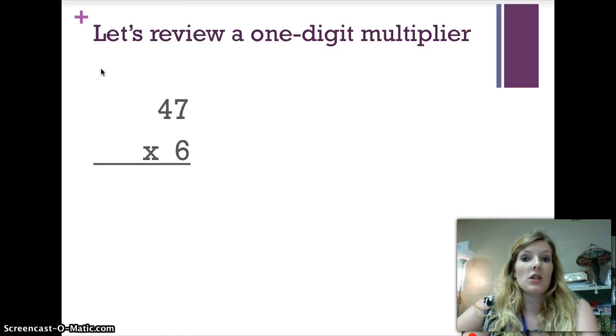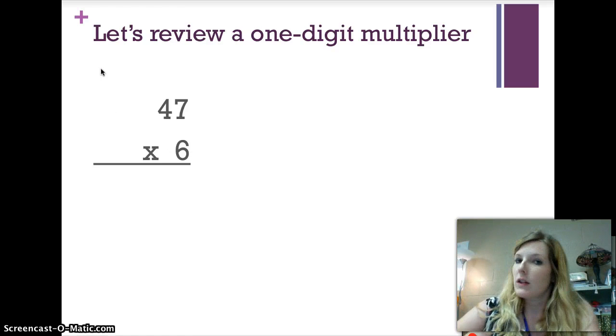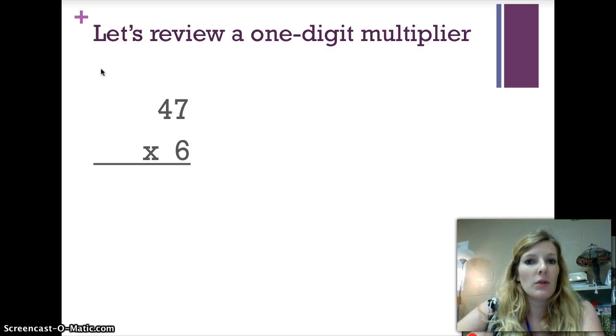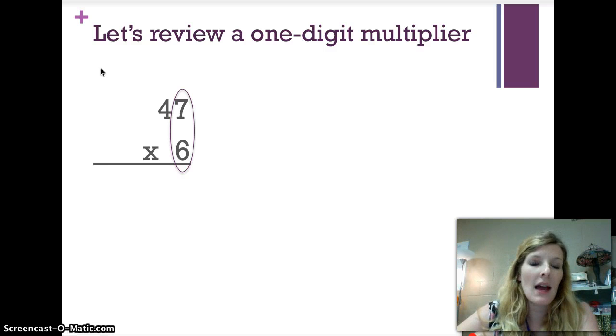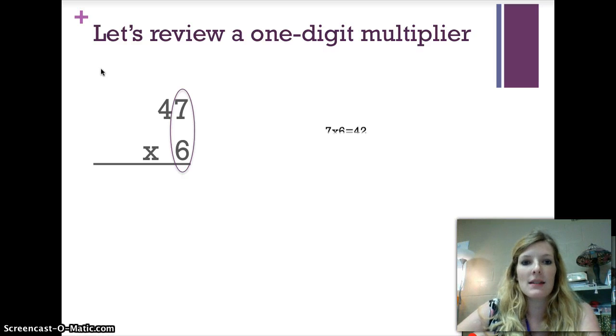Let's review using just a 1-digit multiplier. Hopefully you guys all learned this in 4th grade. If not, we'll do a very quick review. I like to draw little circles around my numbers. That way I can be sure that I've hit every number I need to hit. So we'll start with 6 and 7. 6 times 7, or 7 times 6, equals 42.